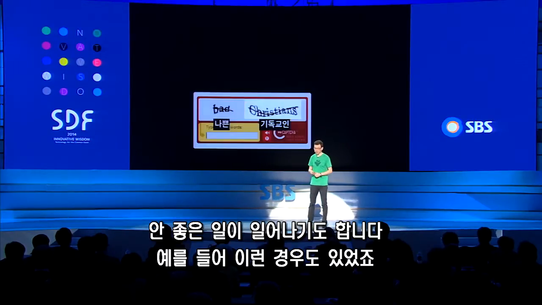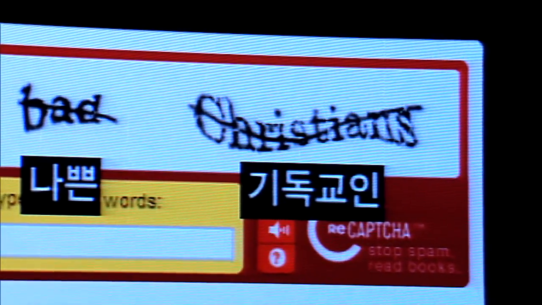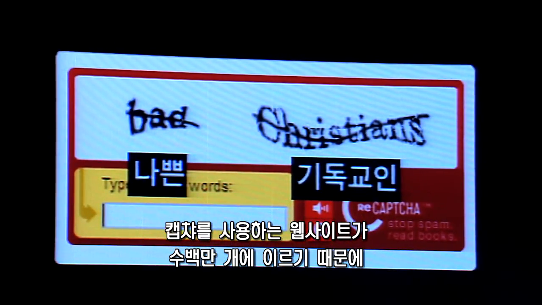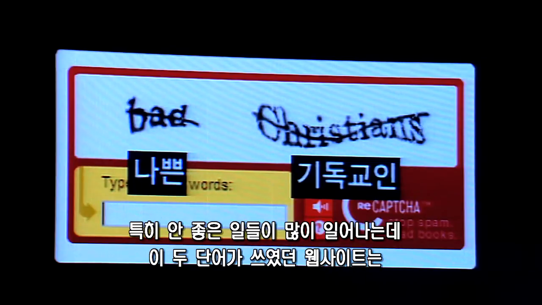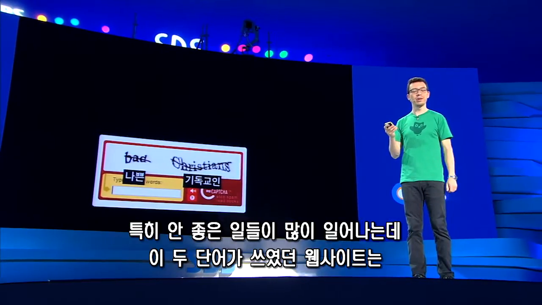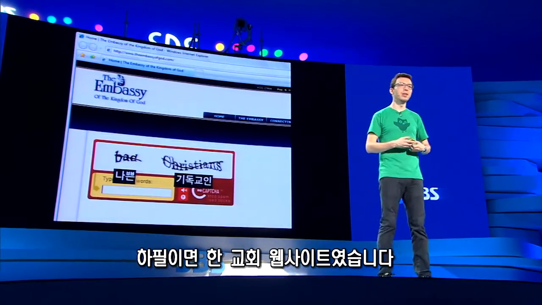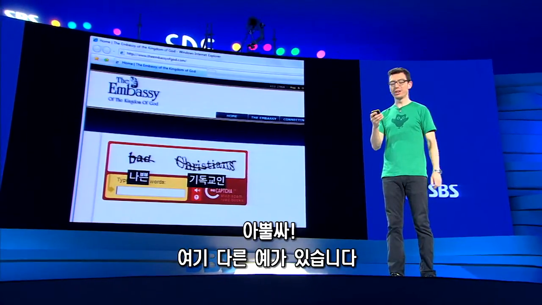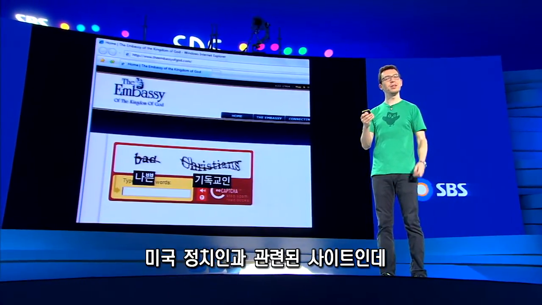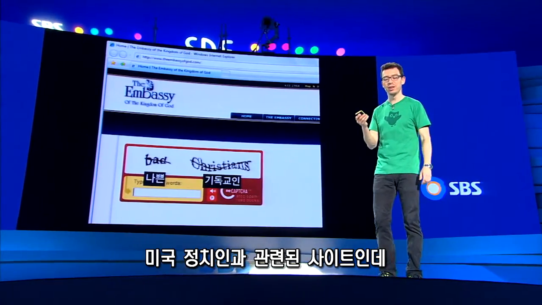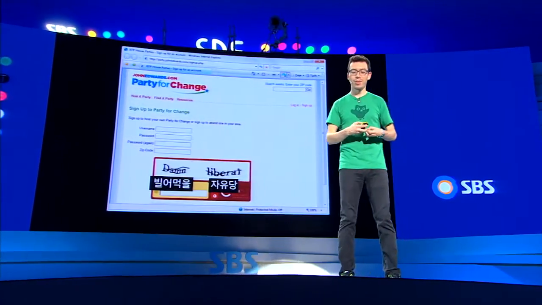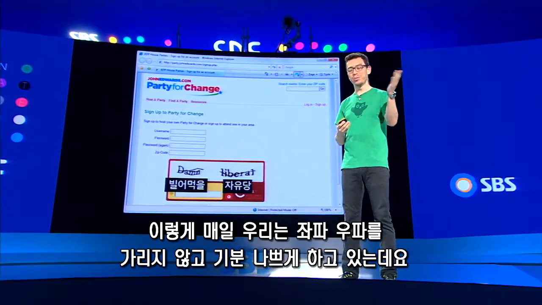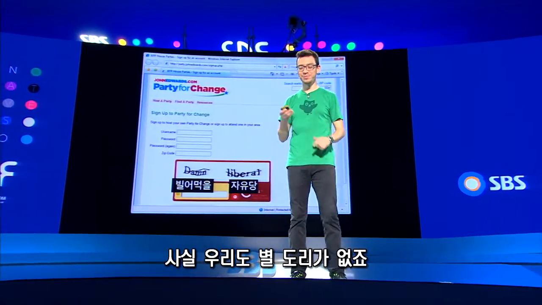So for example, we showed this, which is bad. But it's even worse because there are millions of websites using this system. The particular website where this was shown happened to be called the Embassy of the Kingdom of God. Oops. Here's another one. This is a US politician, the website of a US politician. Here's the one that we showed. So every day we insult people left and right, and there's not much we can do.